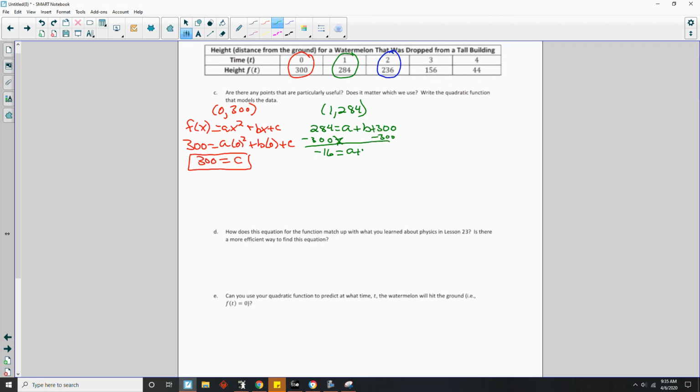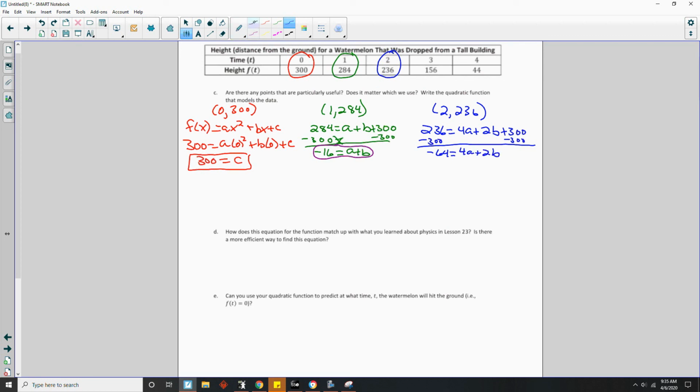So I'm going to use this equation in my system, and then I'm going to come over here and I'm going to use the point 2 comma 236, and that will be 236 equals a times x squared, which is 2 squared, which is 4a, plus b times 2, which is 2b, plus 300, which is our c. Subtract 300 from both sides, and that will give us negative 64 equals 4a plus 2b.